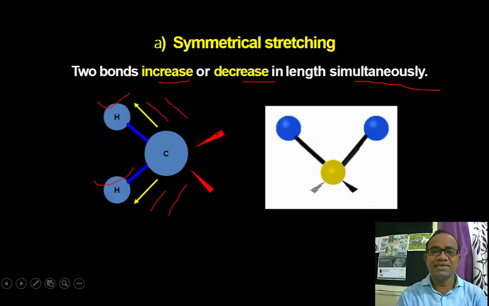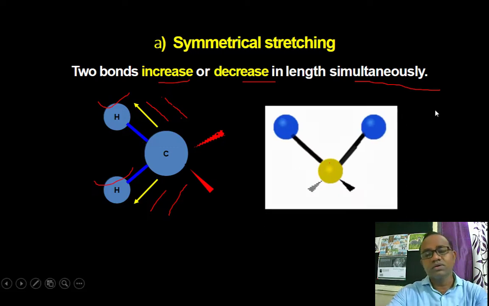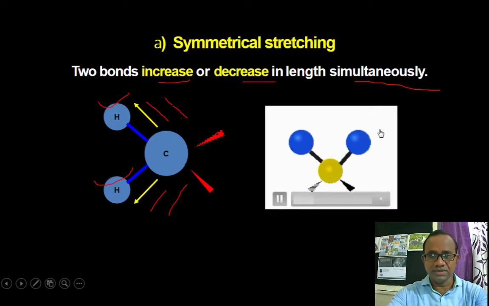So first is the symmetrical stretching. In this, two bonds generally increase or decrease in length simultaneously. The word simultaneously is very important. That means these two bonds can increase or decrease simultaneously. That means both the bonds move in one direction together, or in the other direction together. So they move along the plane of a bond simultaneously. Okay.